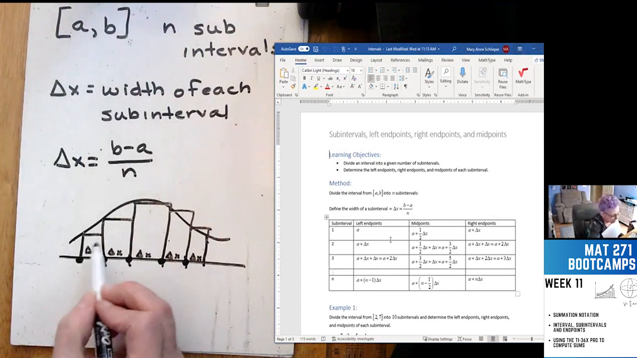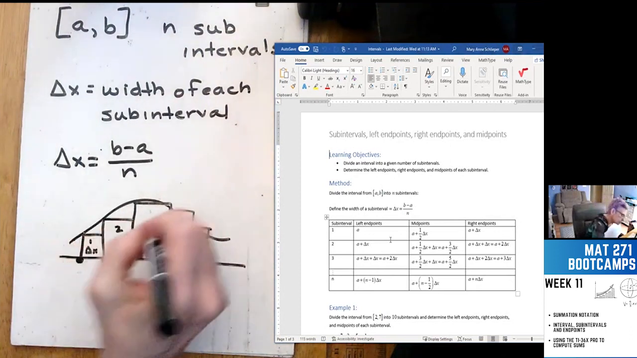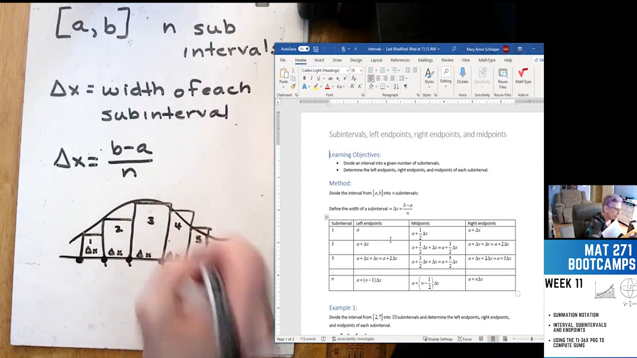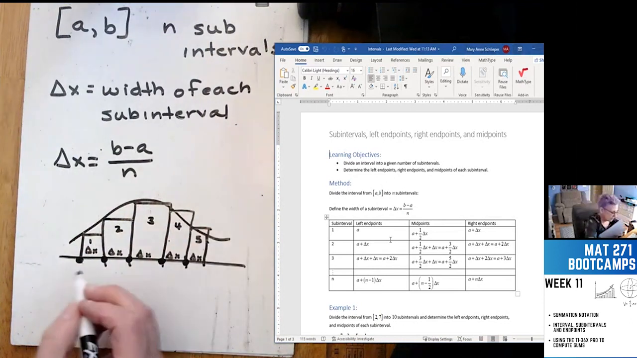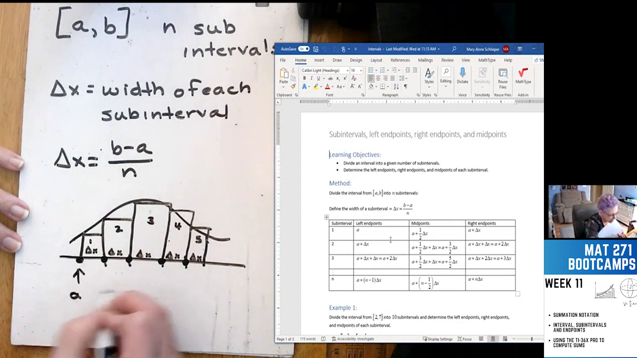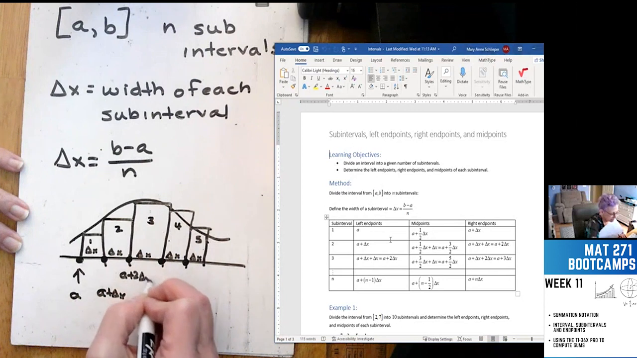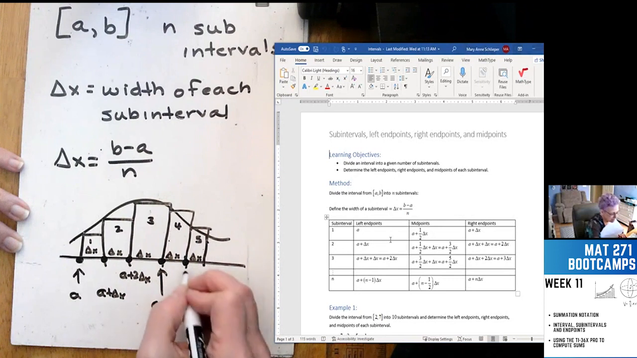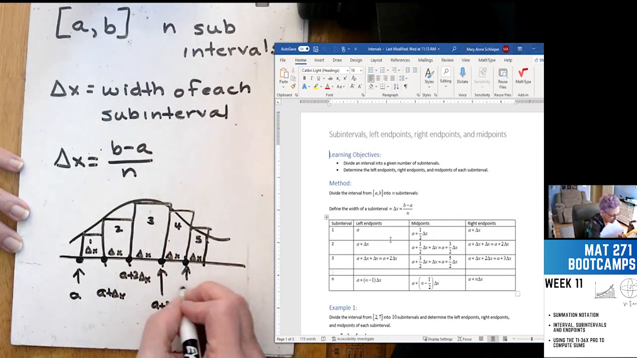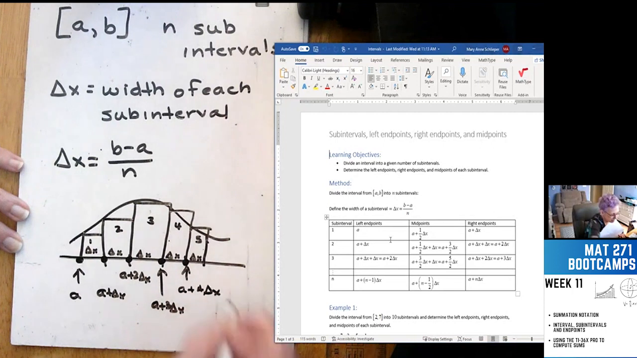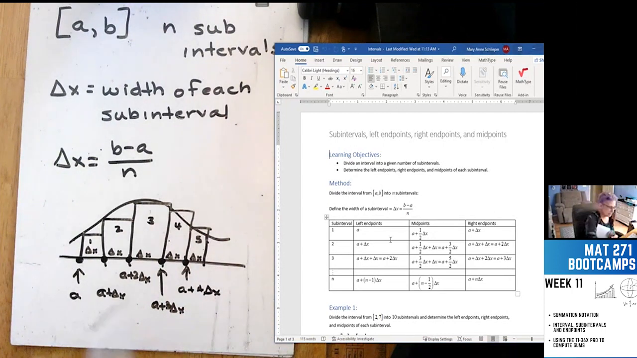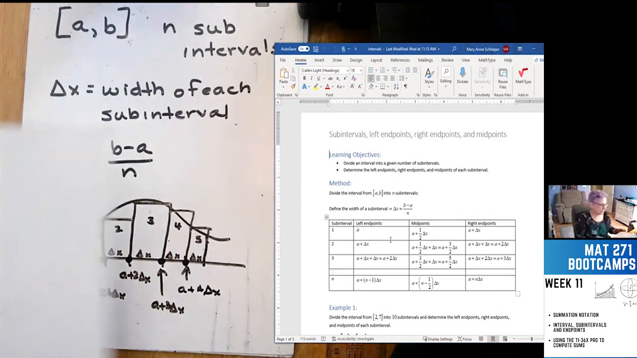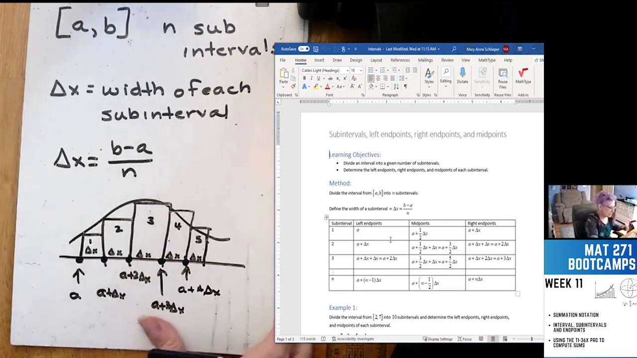So here I have divided it into 1, 2, 3, 4, 5 intervals. My first left endpoint is A, then A plus delta x, A plus 2 delta x's, A plus 3 delta x's, and then my final left endpoint is A plus 4 delta x's. My n was 5, so I add 4, n minus 1, delta x's for my left endpoints.